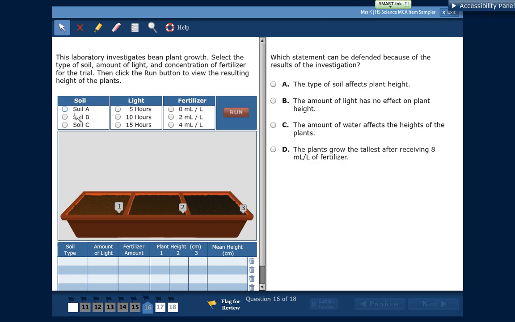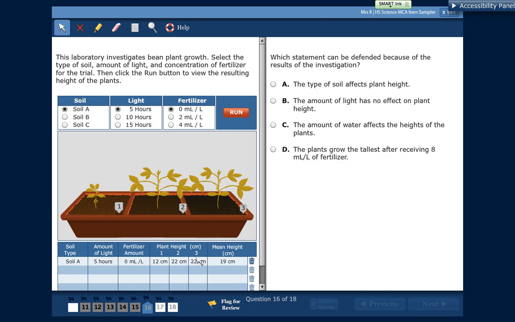So in any controlled experiment, you can only adjust one variable. If you have a scenario like this, you need to pick what you want to test first. Let's test the type of soil. When we test the different soil types, we want to keep the light and fertilizer the same. So we're going to run it with soil type A, keeping everything else the same, and note what happens.